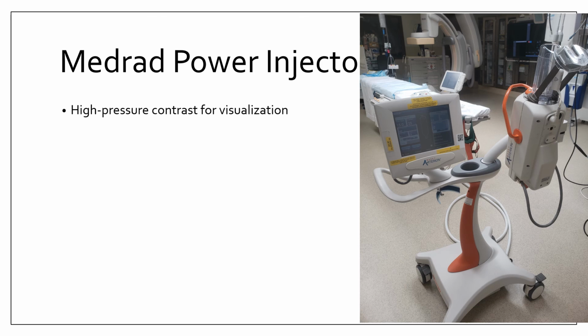So first we have this piece of equipment. It's called the power injector, and it just basically injects high pressure contrast for visualization. So if you're working in a little tiny artery, it's very easy to inject a little bit of contrast and you can see what you're doing. If you're working in the aorta or a really large artery and you need to inject a high volume of contrast, it's very hard to do that manually by hand. So this machine does all the hard work for you.